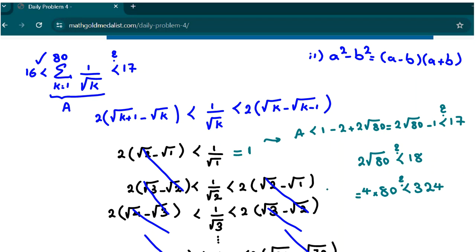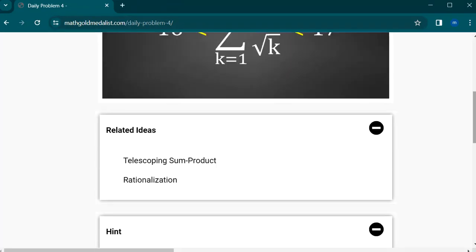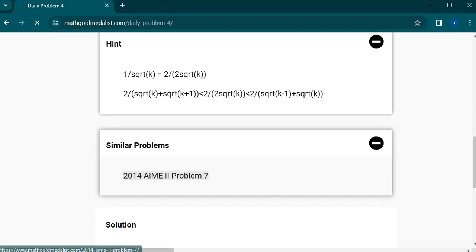4 times 80 is 320, and this part is correct. So this is correct, this is correct, our sentence is correct. So we proved this problem. Now let's solve a similar problem.